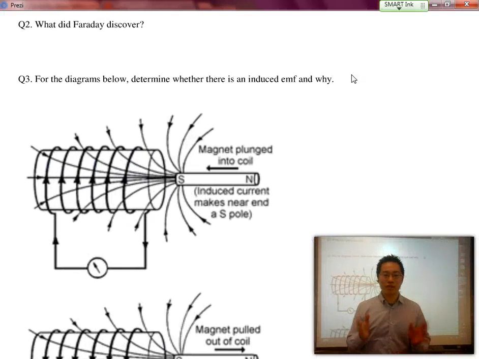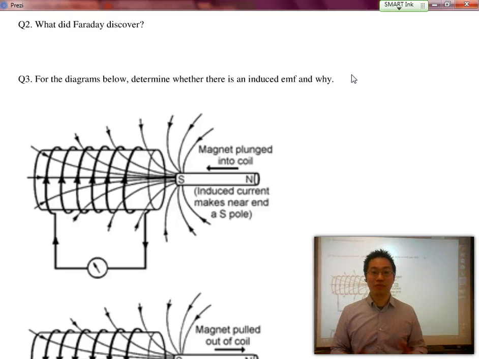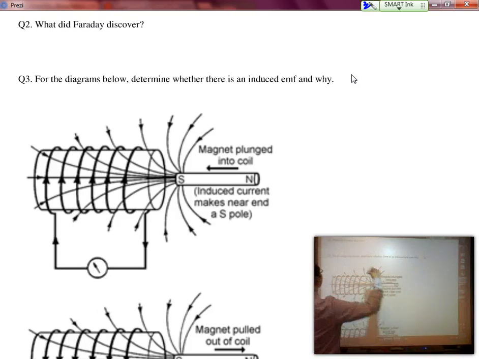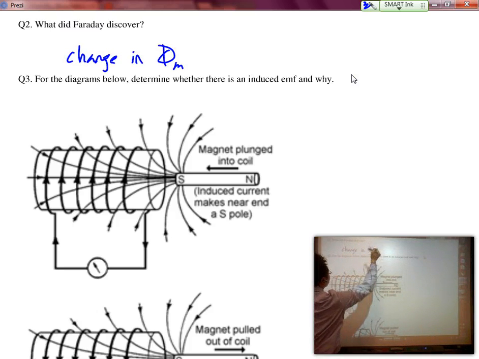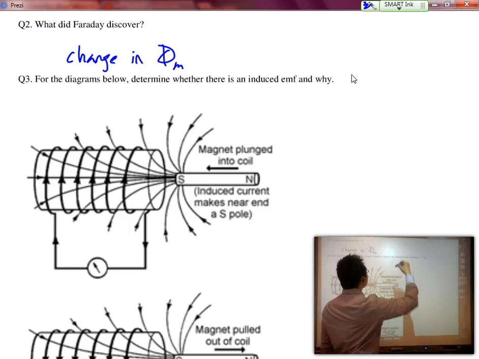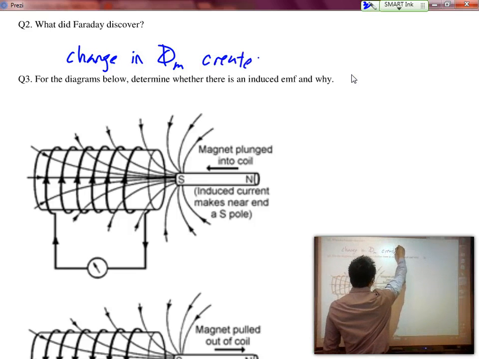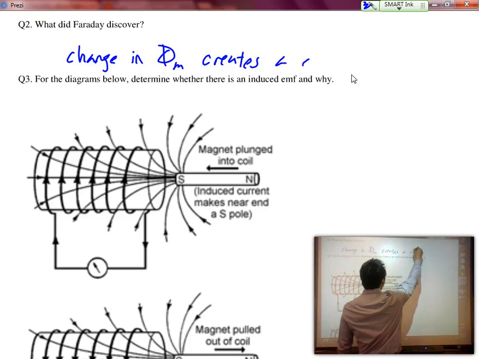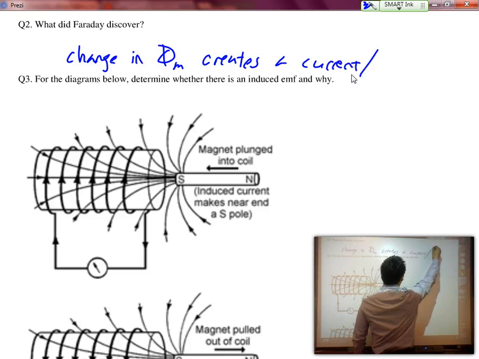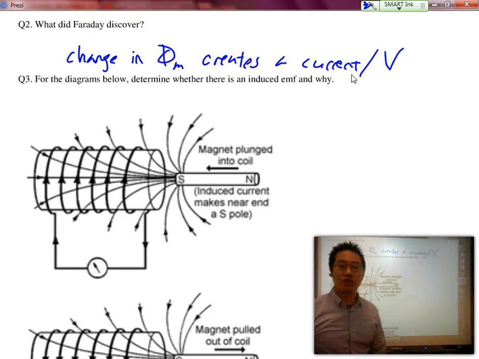Okay, but the thing is, flux in itself was something that they had known about for a long time. It's simply the density of field lines. But Faraday noticed something very interesting. Okay, he noticed that a change in magnetic flux creates a current, or really a potential difference within any sort of loop that's passing through.